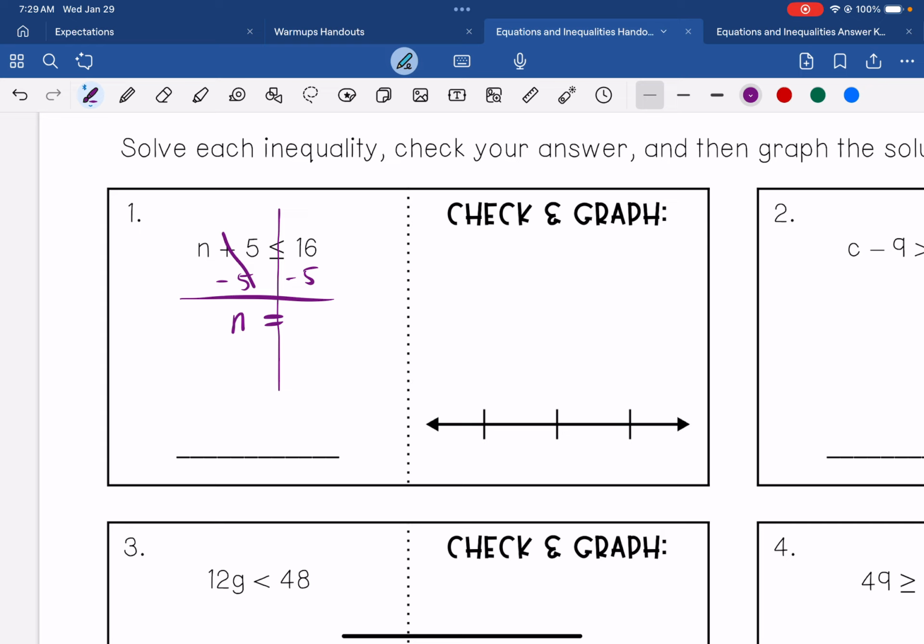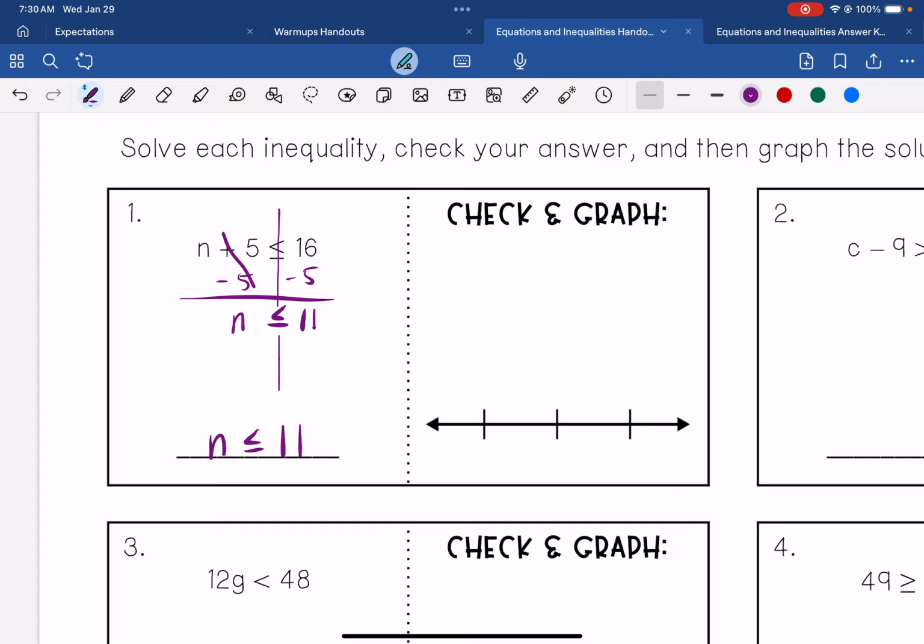And then 16, oops, should not be an equal sign. I'm so used to doing equations. Keep that same inequality symbol. 16 minus 5 is 11. So our answer is n is less than or equal to 11. And so for the check and the graph, we have to pick a number that's equal to 11 or less than 11, okay?